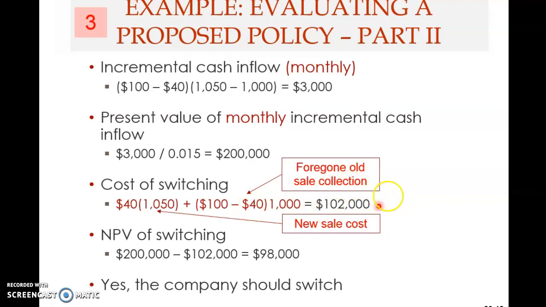So this is $102,000. So the net present value is this minus that, which is 98,000. So yes, the answer is the same whether you use this method. But this method does not give you the full formula. It assumes that the price and the variable cost remain the same with the change in the credit policy, but that need not be the case.